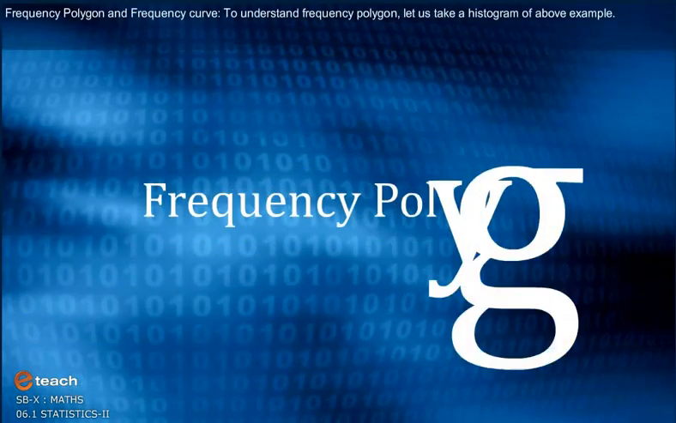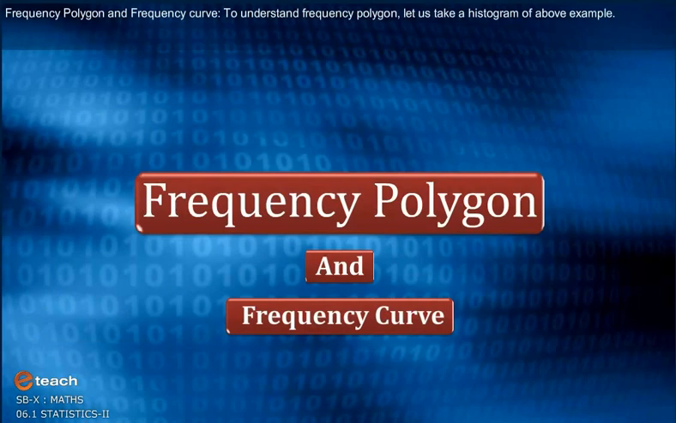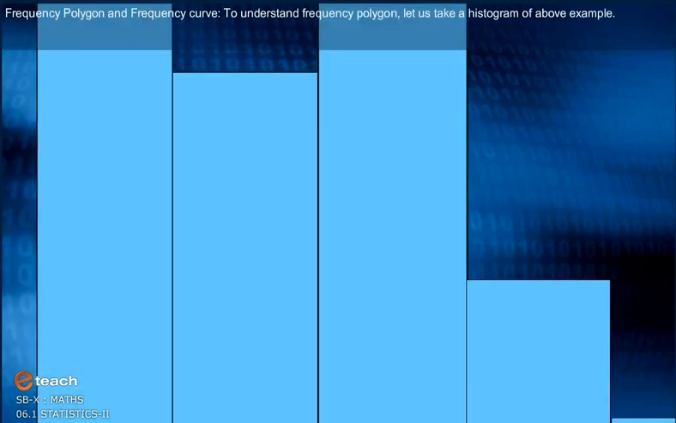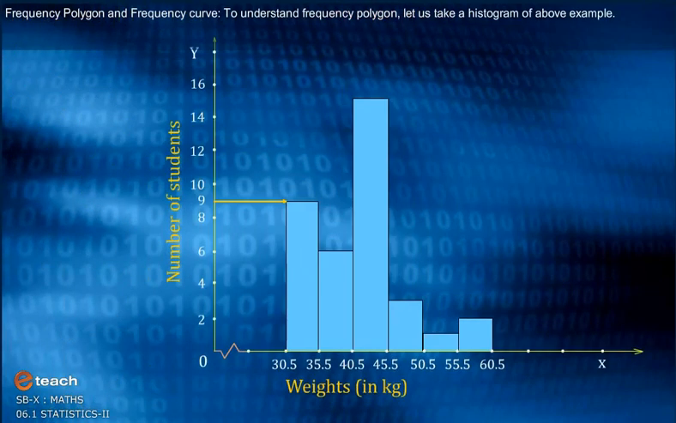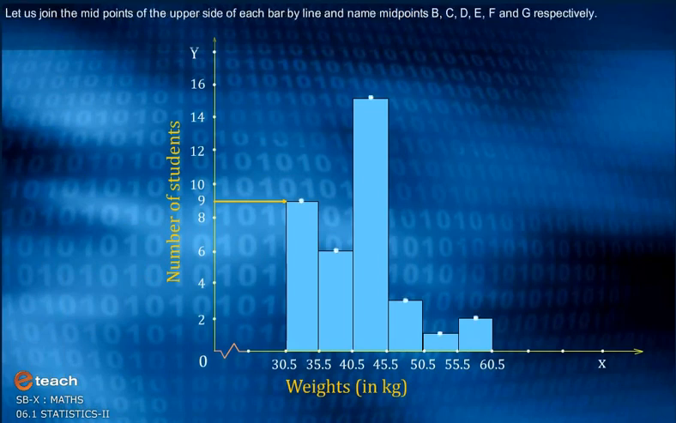Frequency polygon and frequency curve. To understand frequency polygon, let us take the histogram of the above example. Let us join the midpoints of the upper side of each bar by lines and name the midpoints B, C, D, E, F and G respectively.